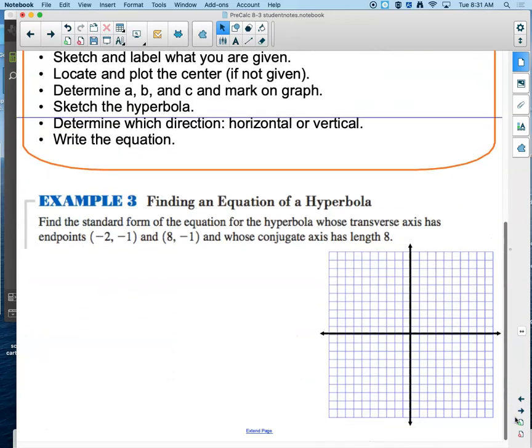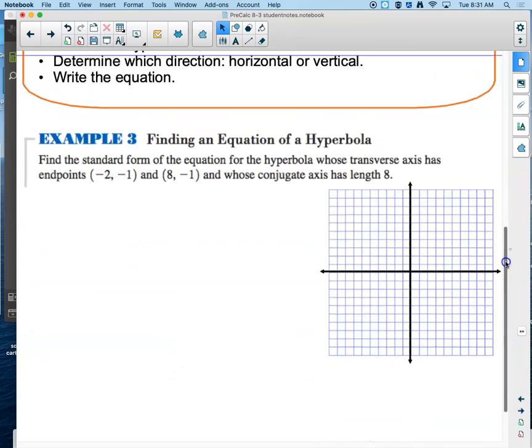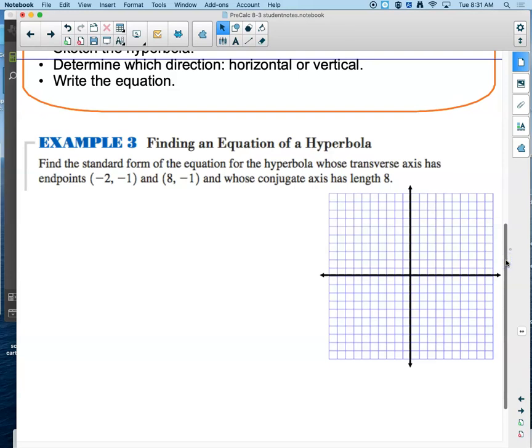So, finding an equation of a hyperbola. Find the standard form of the equation for a hyperbola whose transverse axis has endpoints at (-2, -1) and (8, -1), and I'm not even going to read any further. I have to get what information I can from that. So transverse axis, let's see, that's the major axis. So the major axis has vertices at (-2, -1) and (8, -1).